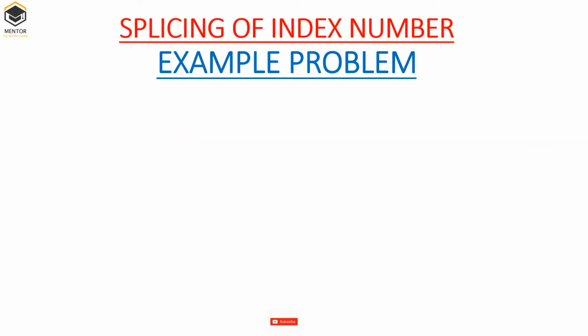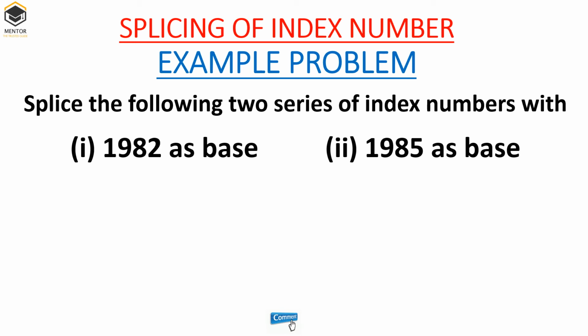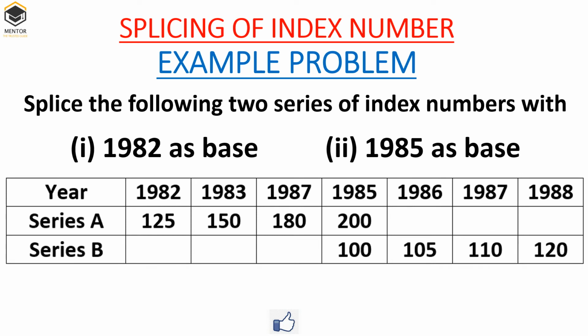Example problem of splicing in index number. Splice the following two series of index number with 1982 as a base year and next 1985 as a base year. So here is the problem we have. From year 1982 till 88, series A and series B index series are given. So let's start with our solution part.